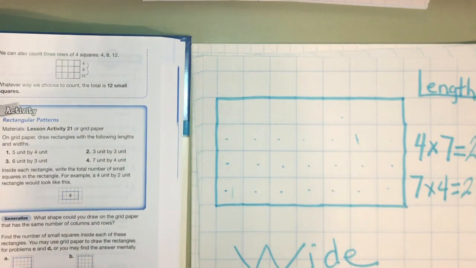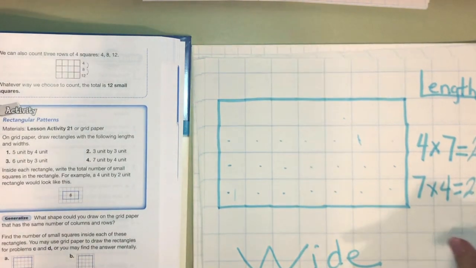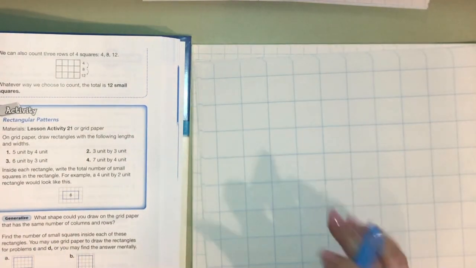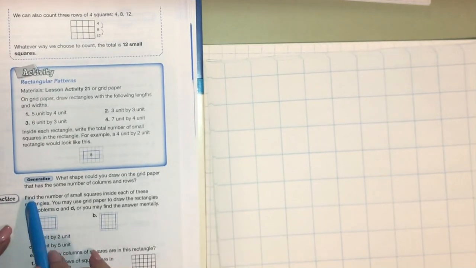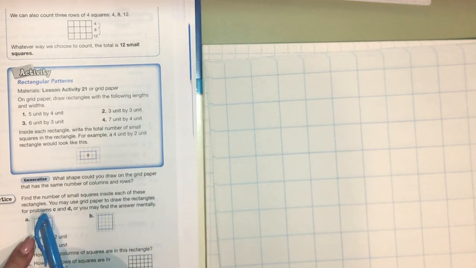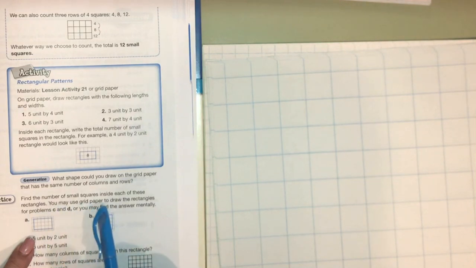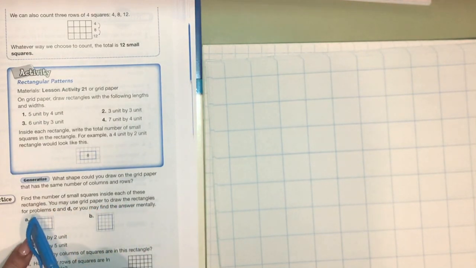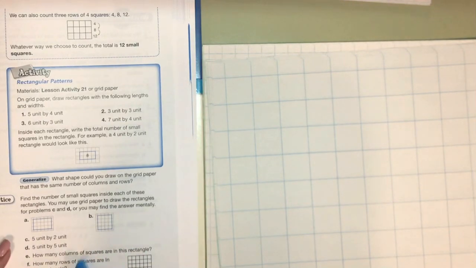Okay, so let's take a look. We'll do a couple more on our grids. We want to go down to the lesson practice now and take a look at lesson letter A. It says find the number of small squares inside each of these rectangles. Now you may use grid paper to draw the rectangles for problems C and D, or you may find the answers mentally. So we'll try them both ways to see what we get.